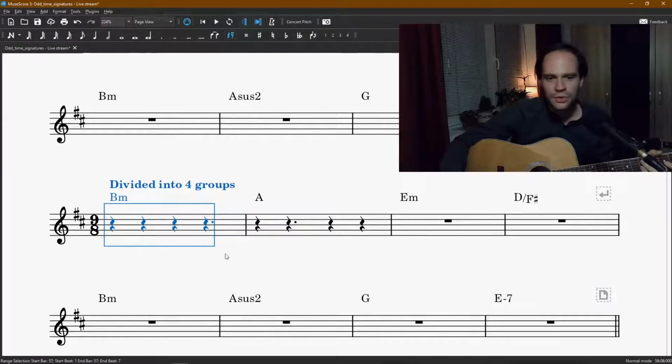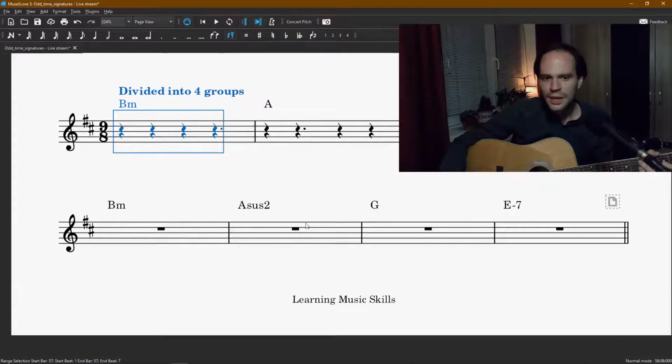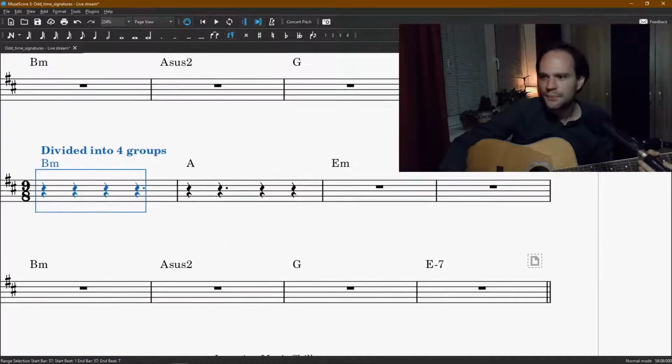It's very interesting music. So if you ever get the chance to check it out, I would advise you to do so. Rhythmically, it's very challenging.